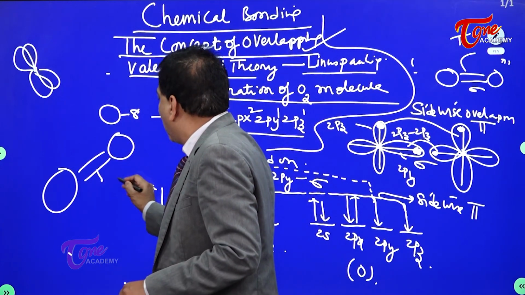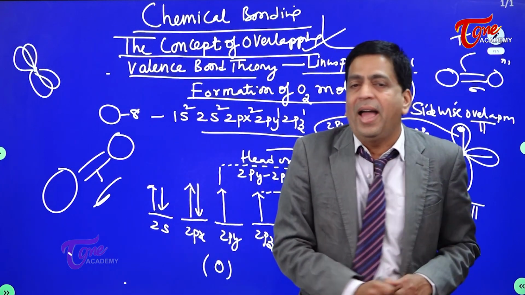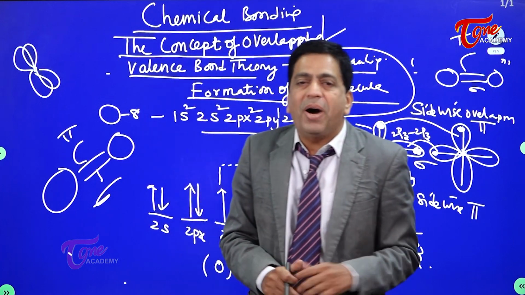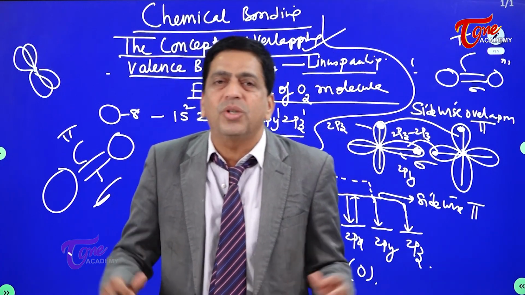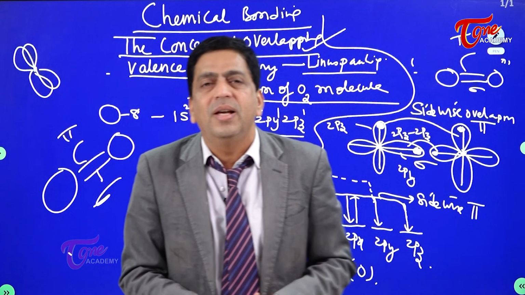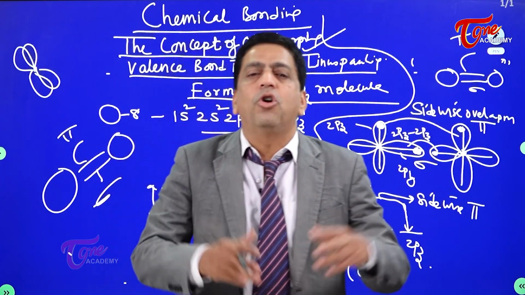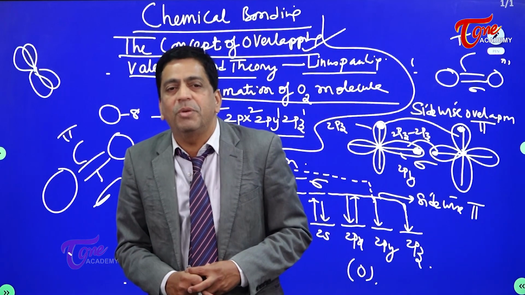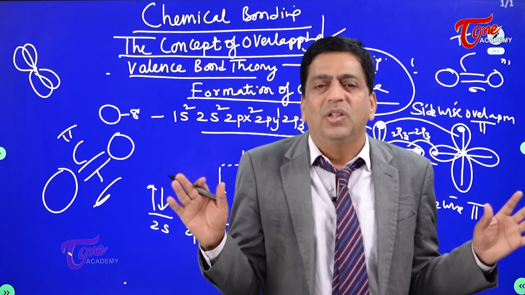And this is a head-on overlap resulting in a sigma, and this is a sidewise overlap resulting in a pi bond. Pi bond is weaker than sigma bond because the head-on overlapping is more efficient, more energy lost, more stable, so difficult to break a sigma bond. So I consider sigma bond to be stronger compared to what? A pi bond. What my point?